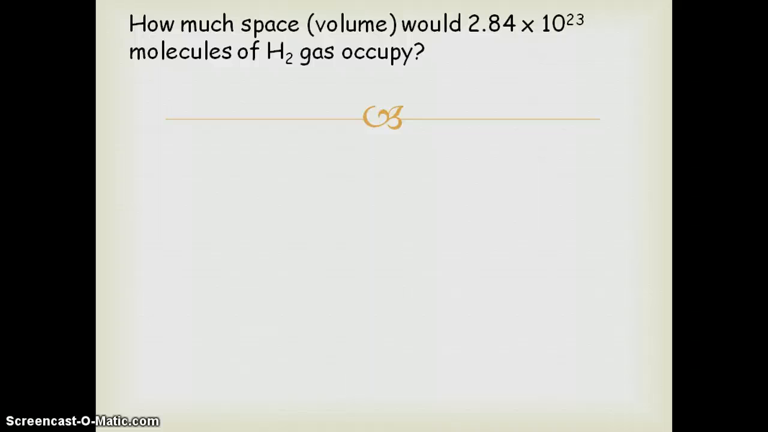Okay, your first step, of course, is to figure out which equalities you're going to need. And so you want to set up what you have versus what you're trying to get to. So we set up what we have, which is particles of hydrogen gas. Then we set up what we want, which is how much space. We're looking for volume. So we know that we can't go directly from particles to volume, so we have to go through our intermediate step of moles. So we say particles of H2 converted to moles of H2.